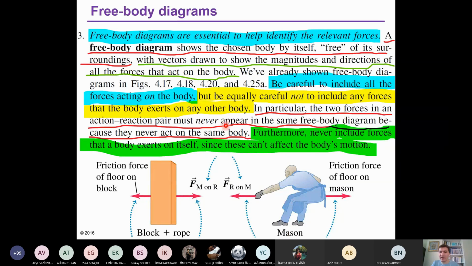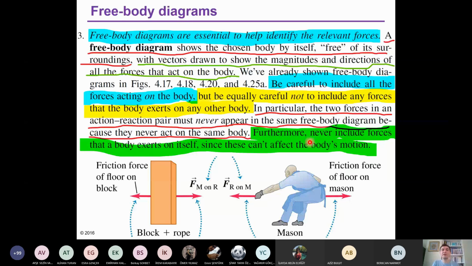Furthermore, never include forces that a body exerts on itself, since these cannot affect the body's motion. We have already discussed this one in the previous lecture. Do you have any question here? This is very important information when you are dealing with Newton's laws.